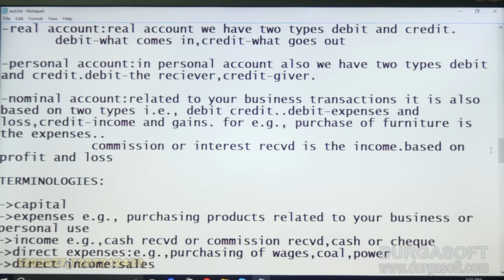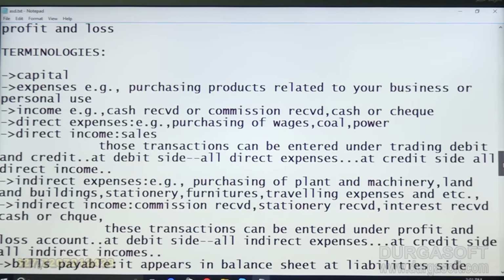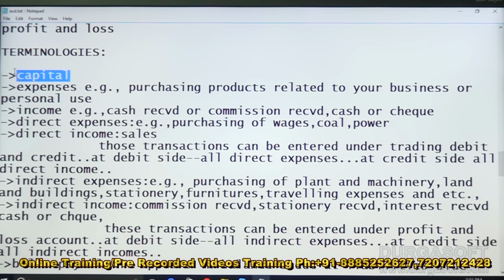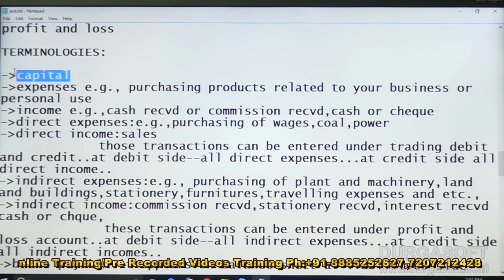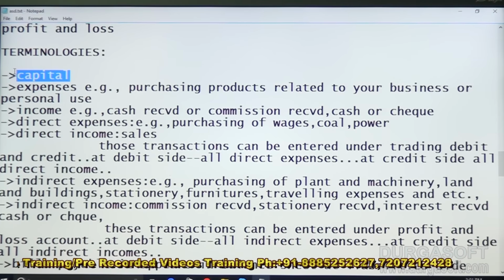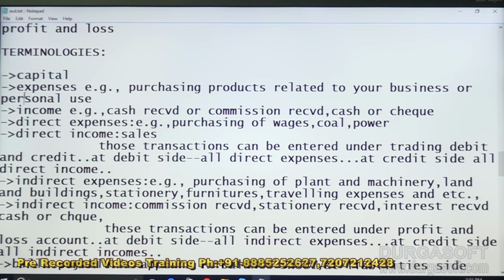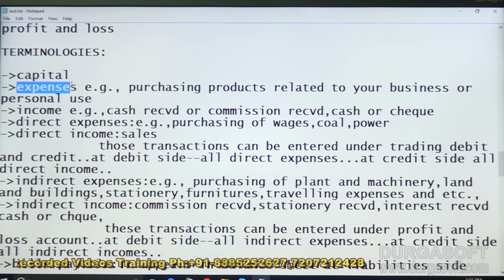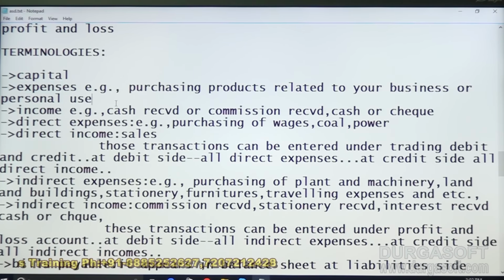terminologies. Capital means without capital we cannot start our business. That is nothing but how to earn the money. If you are not earning the money, you cannot develop your business, and you cannot purchase any products for your business, and you cannot do anything for yourself or for a business purpose also. And coming to the expenses, expenses means it may be direct expenses or else indirect expenses. Purchasing products related to your business or personal use, it may be direct or indirect expenses.